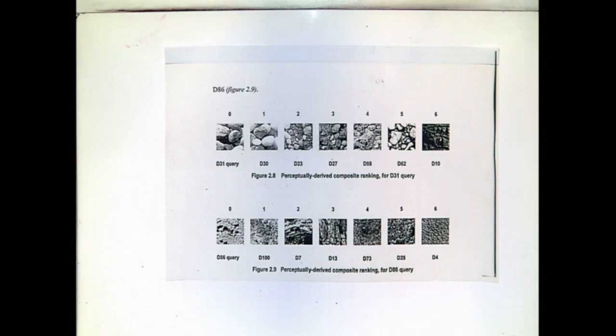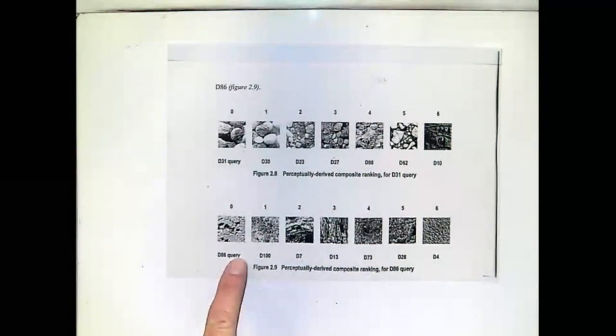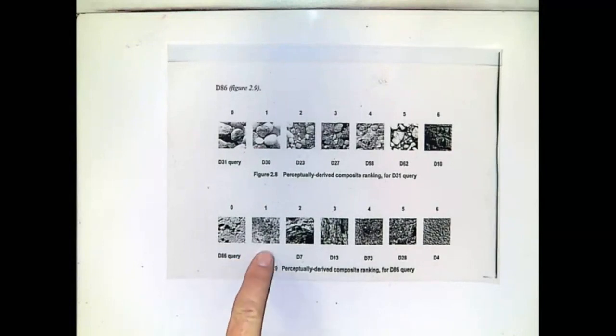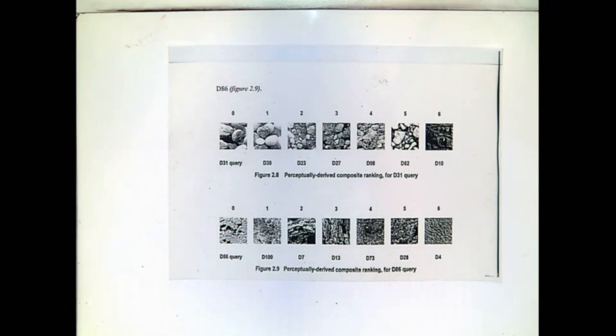Taking a much more random texture, there is the query, there's the best match, there's the next best match, and so on. So it is starting to do something which is perceptual, and you're retrieving without any index, without any keyword, without any description whatsoever. Just the content as the means of detecting.